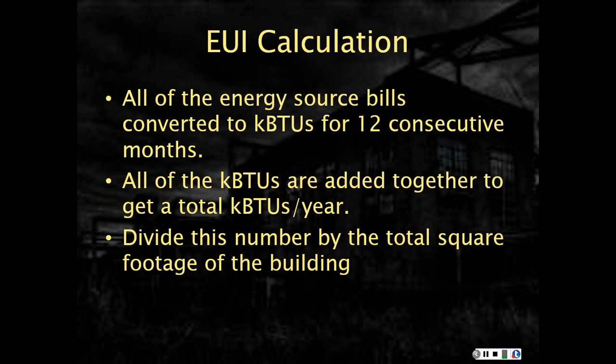After all the energy source bills are converted to kBtu for 12 consecutive months, all of the kBtu are added together to get a total kBtu for all energy sources used for 1 year, or 12 consecutive months' worth. This number is then divided by the total square footage of the building. This gives us the EUI.